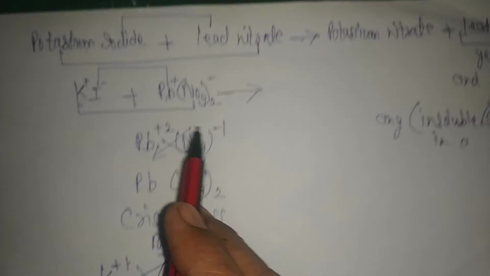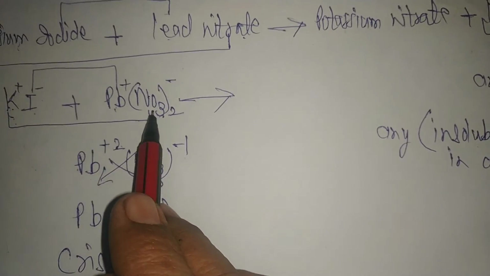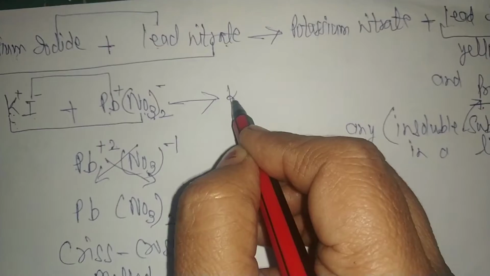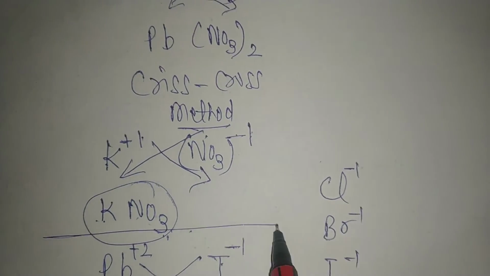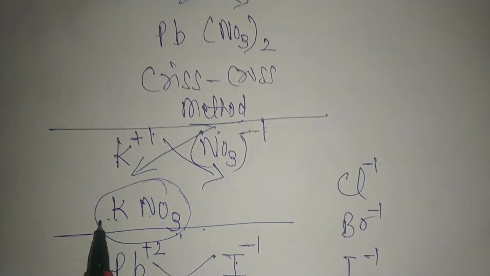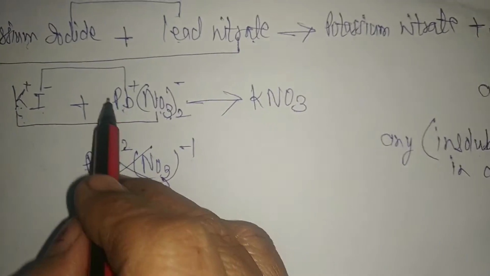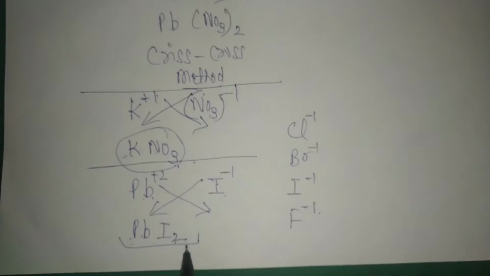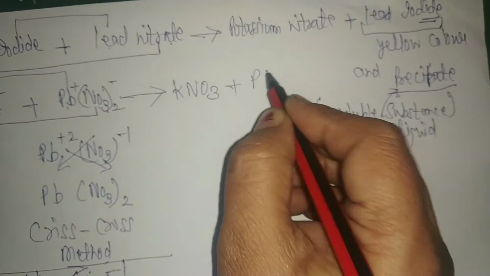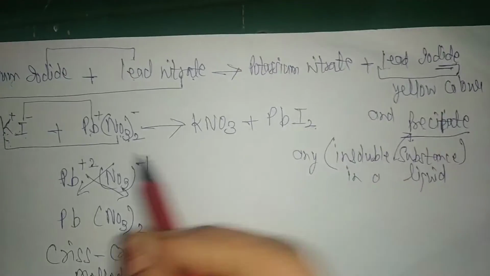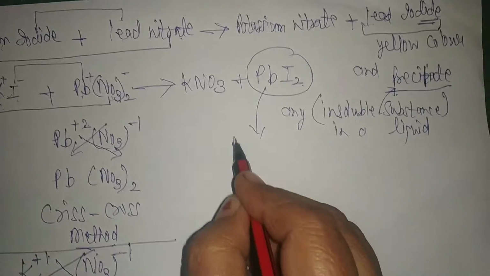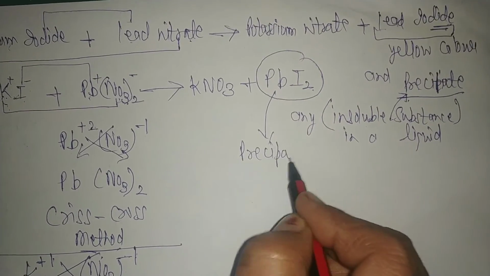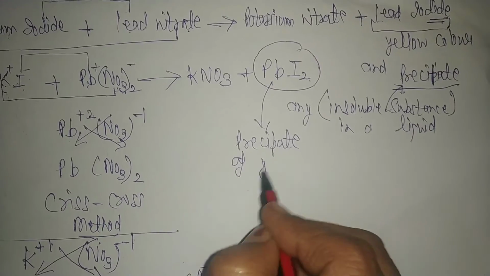So I am coming to the reaction again. K and NO3 will form KNO3. And again Pb and I will relate and they will form PbI2. So this is the reaction, and this lead iodide is a precipitate of yellow color.